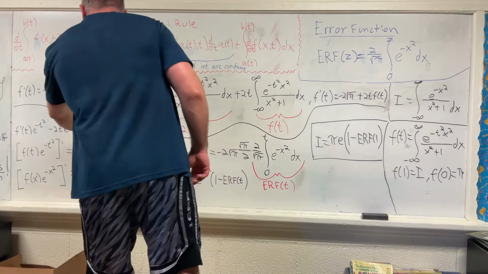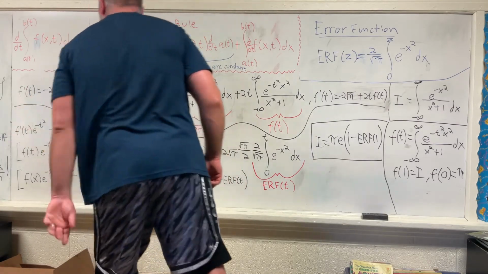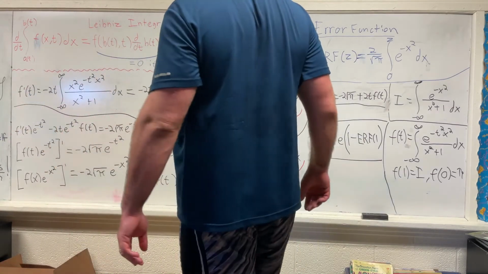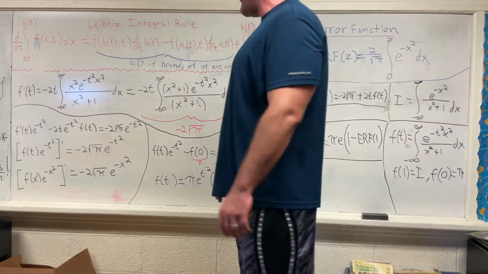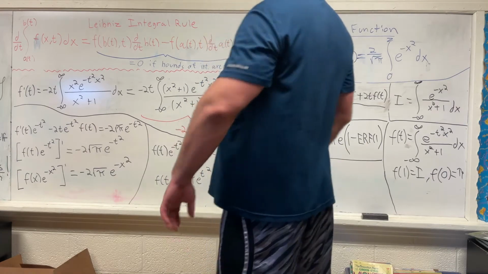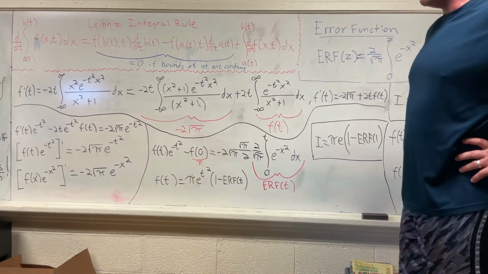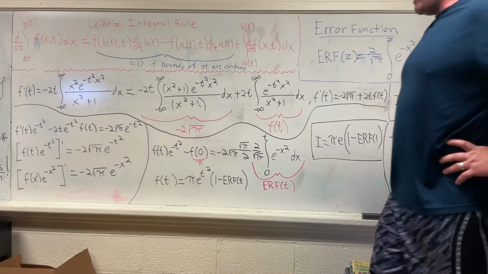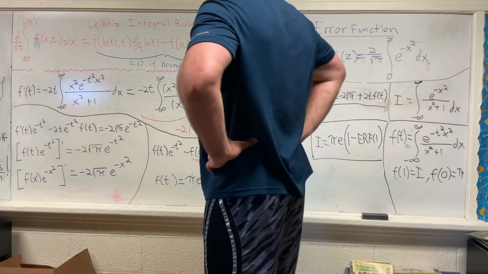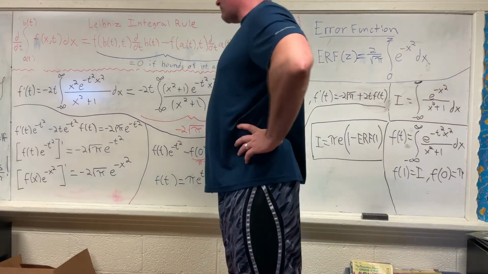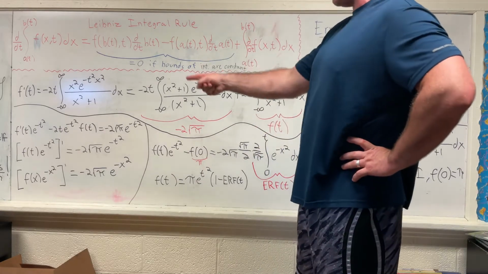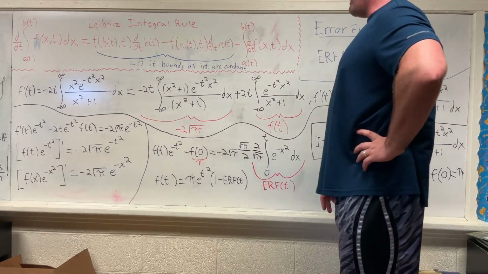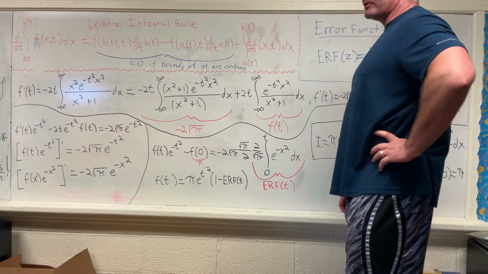And then we notice that this part right here, this f prime of t times e to the negative t squared minus 2t e to the negative t squared f of t, looks like the result of a product rule for derivatives, and it is. That is why I multiplied both sides of the equation by e to the negative t squared, specifically so that that would be the result of a product rule.